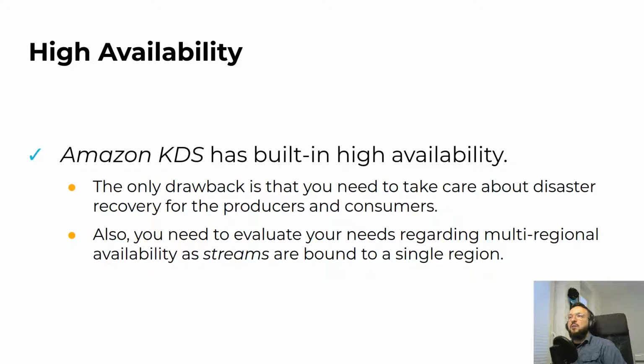Let's go further. So let's talk about operations, and first things first, how to achieve high availability with KDS. That's not something obvious at first sight, and it's buried down in the documentation even, but mostly because KDS is a fully managed service, so it has built-in high availability. The only drawback currently is that you need to take care about two elements. You need to take care about recovery for your producers and consumers, and you need to think about availability when it comes to regional failures, because streams are entities that are bound to a single region. So if you are expecting to have multi-regional availability, you need to work on that on your own.